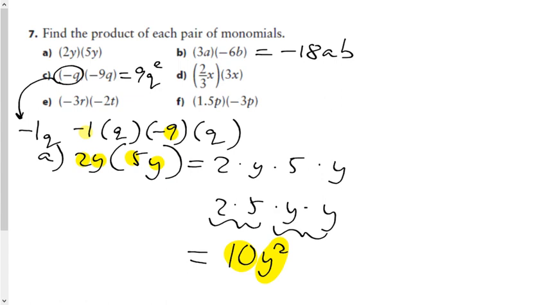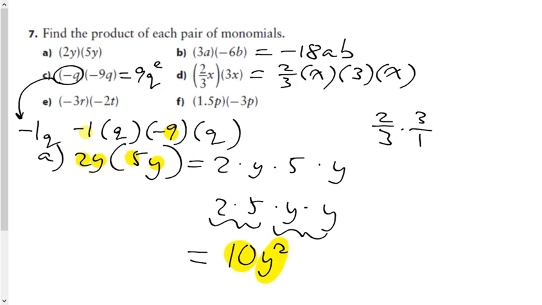D gets a little more complicated, but if you use the same rule, it's going to be 2/3 multiplied by x multiplied by 3 multiplied by x. If you multiply your coefficients together, 2/3 multiplied by 3, this is a grade 8 outcome when you learned how to multiply a fraction by a whole number. That's going to become 6/3, or just 2, right? So when you multiply the coefficients together, you're going to get 2. And when you multiply the variables together, x times x is going to be x squared.